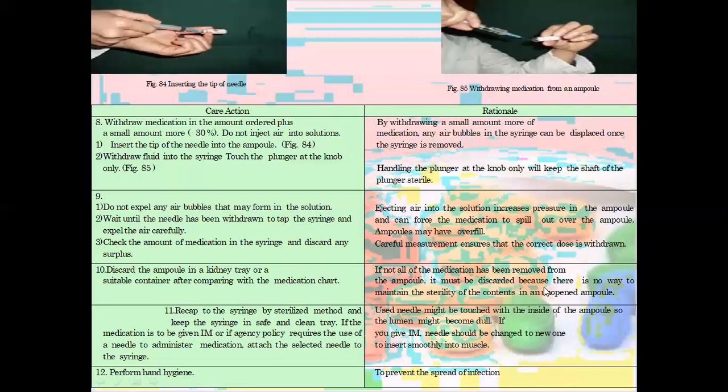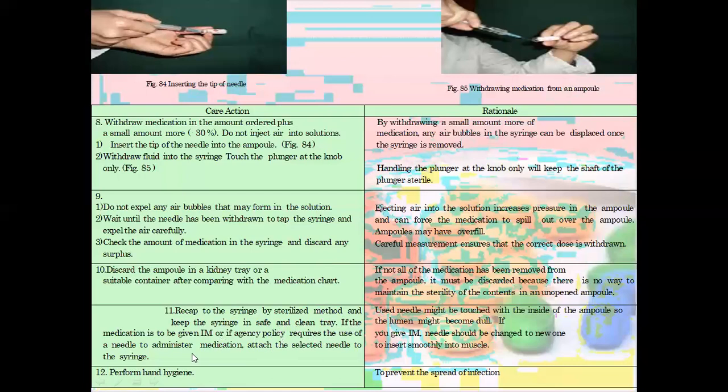If the 2 ml ampoule is there and the strength of that ampoule is 20 mg each 2 ml, so 1 ml contains 10 mg. So in that case the remainder must be discarded. If the patient's dose is written as 10 mg, we will remove only 10 mg and the remaining 10 mg we have to discard, because we will not maintain the sterility of the open ampoule. Then recap the syringe by sterilized method and keep the syringe in a safe and clean tray.